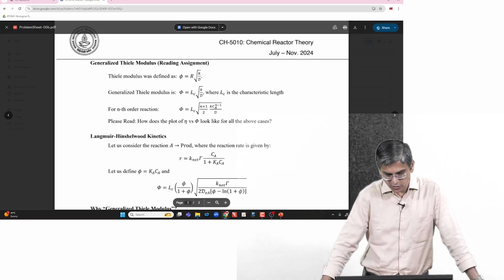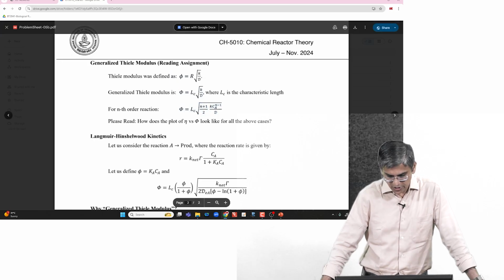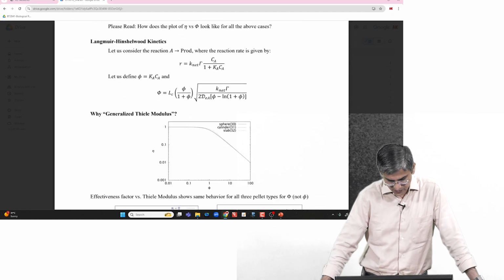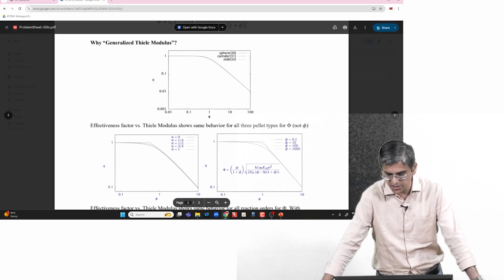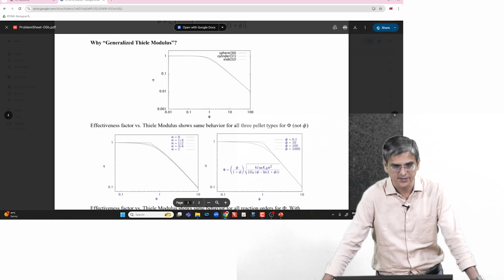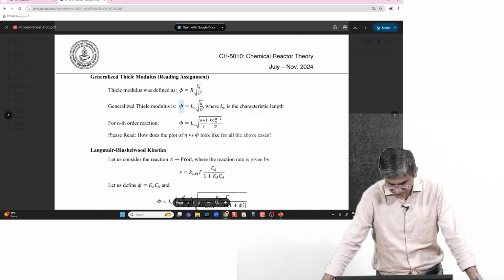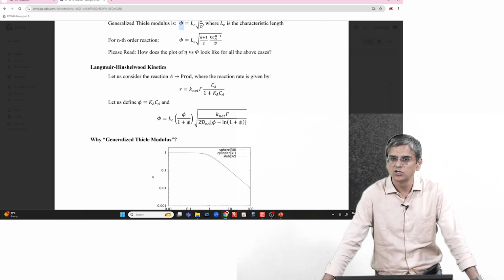Okay, Thiele modulus is defined like this, generalized Thiele modulus is defined like this. For nth order reaction, generalized Thiele modulus is defined like this. Okay, Thiele modulus small phi, generalized Thiele modulus capital phi. Okay, for generalized Thiele modulus, sphere, cylinder and slab all fall on the same line. Okay, and we are going to use the expression your eta is equal to tanh phi divided by phi.